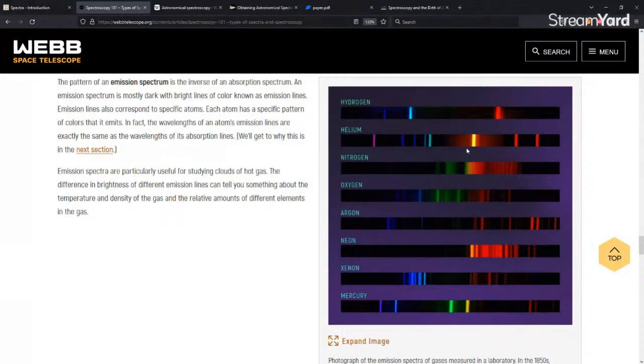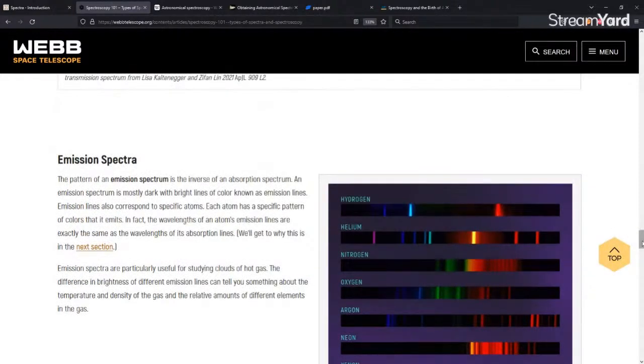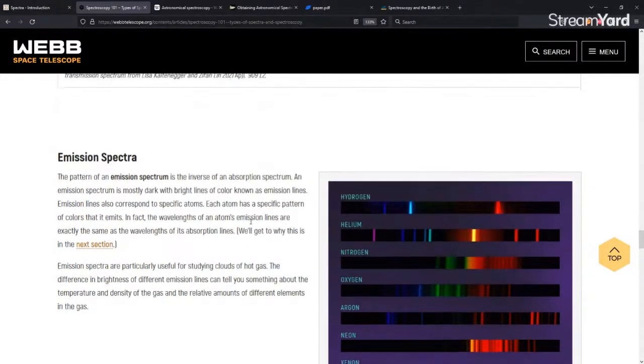And some of these look kind of fuzzy. What's the title for this segment? This is emission spectra. Okay, sorry, I just didn't see it.